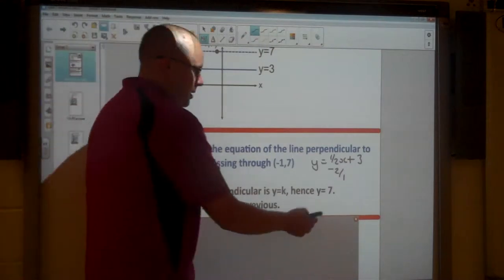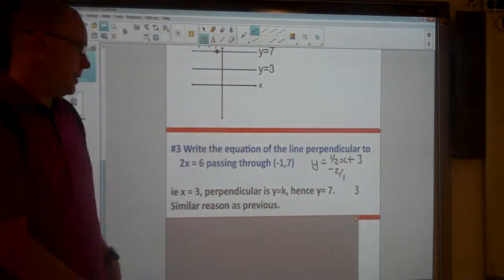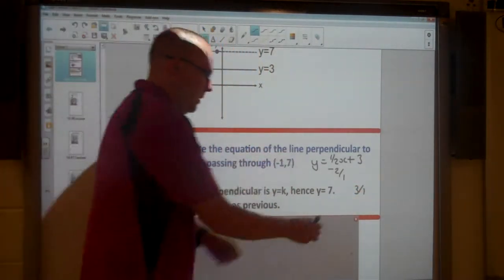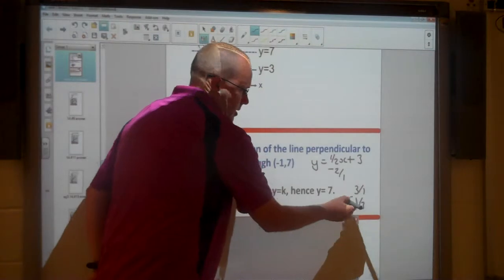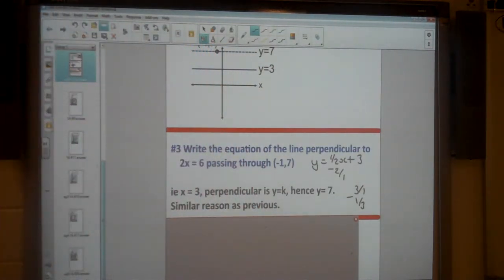Now if you have a whole number for a slope, say like 3, and you want to find the slope perpendicular to that, the easiest way to do that is to write it as 3 over 1. Then you can flip it, 1 over 3, and you can change the sign. So parallel, same slope; perpendicular, you're going to do the negative reciprocal of that slope.